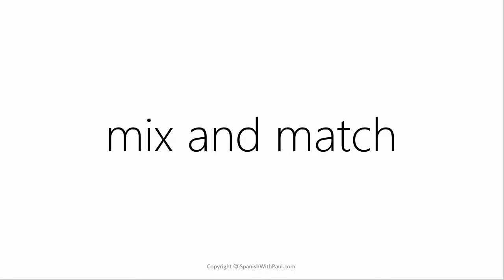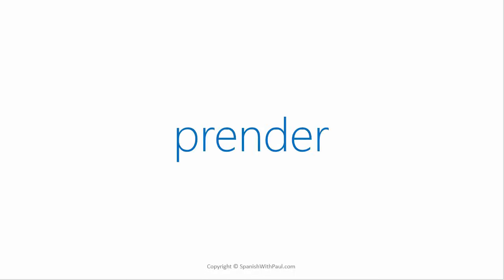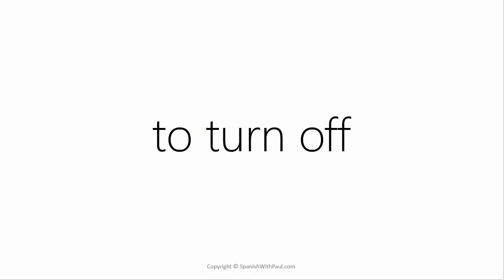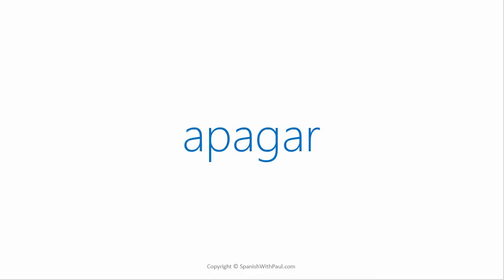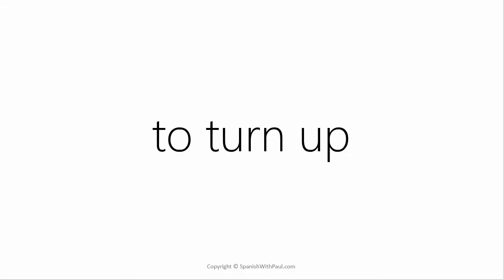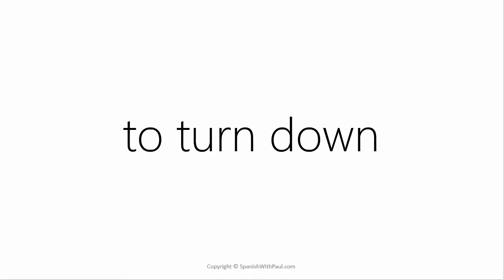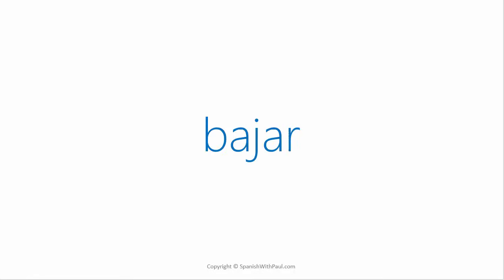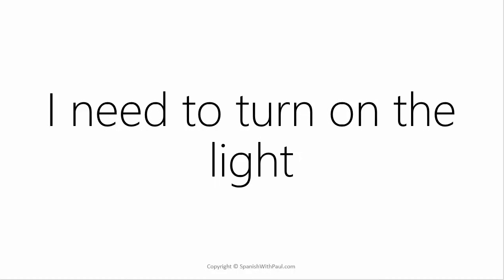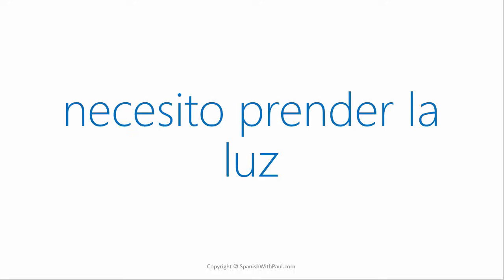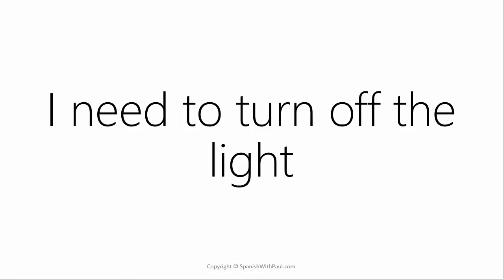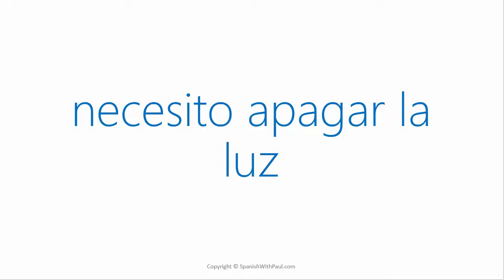Let's mix and match these opposite verbs together now. What's the verb to turn on? Prender. To turn off. Apagar. To turn up. Subir. To turn down. Bajar. How would you say, I need to turn on the light? Necesito prender la luz. I need to turn off the light. Necesito apagar la luz.